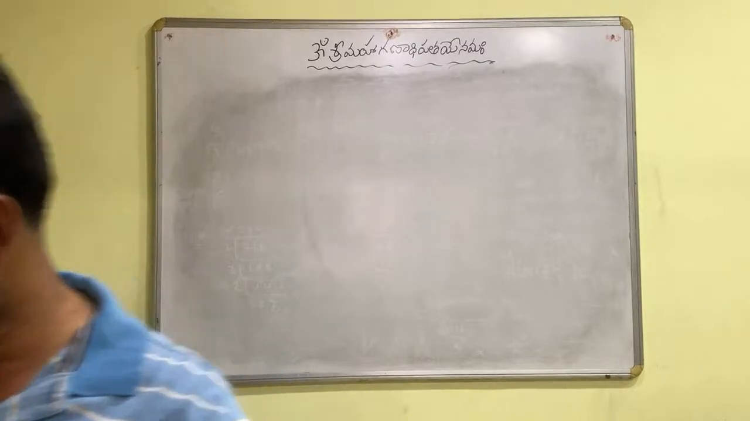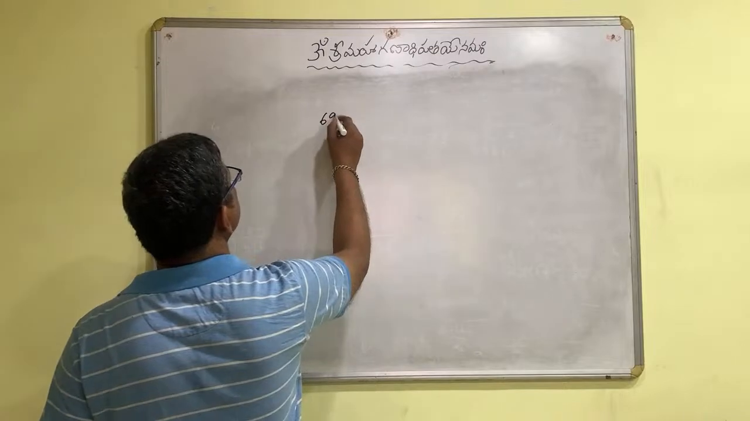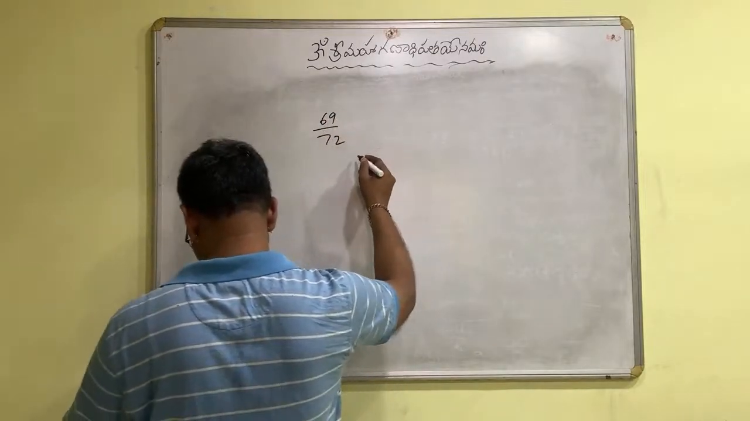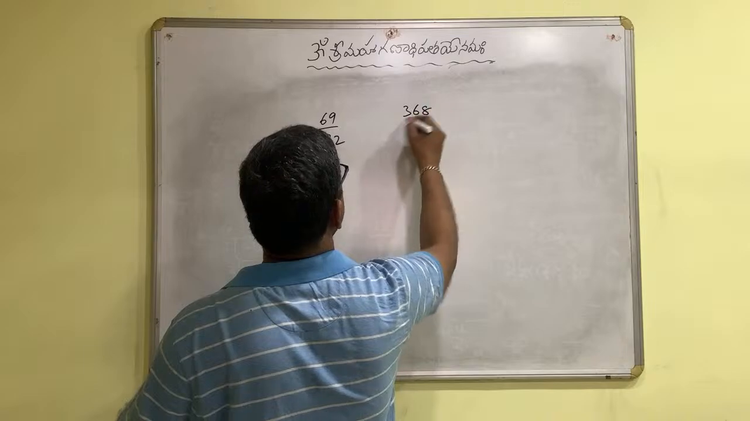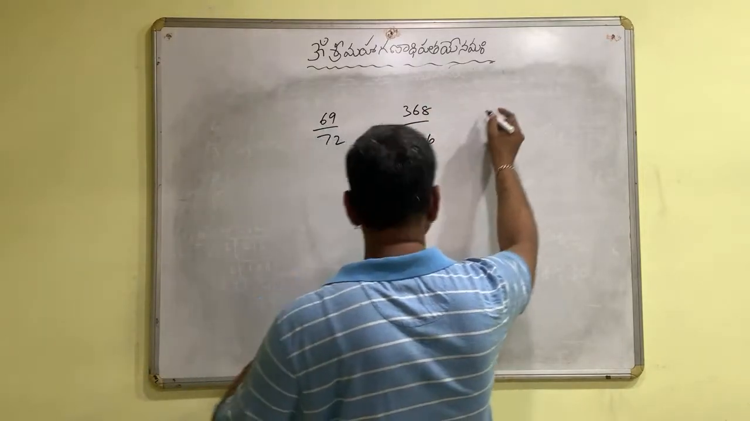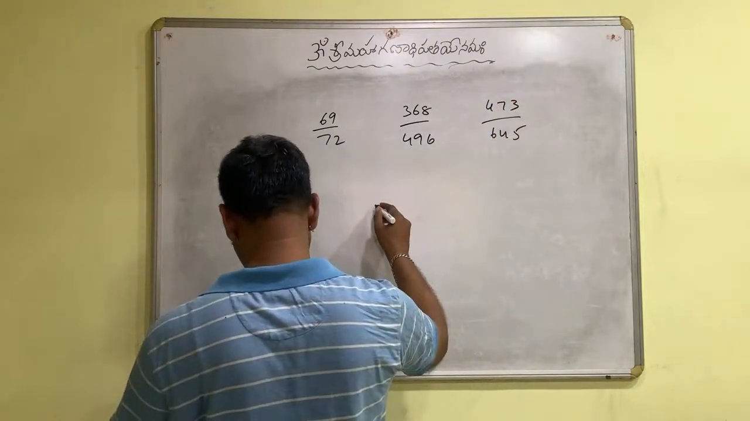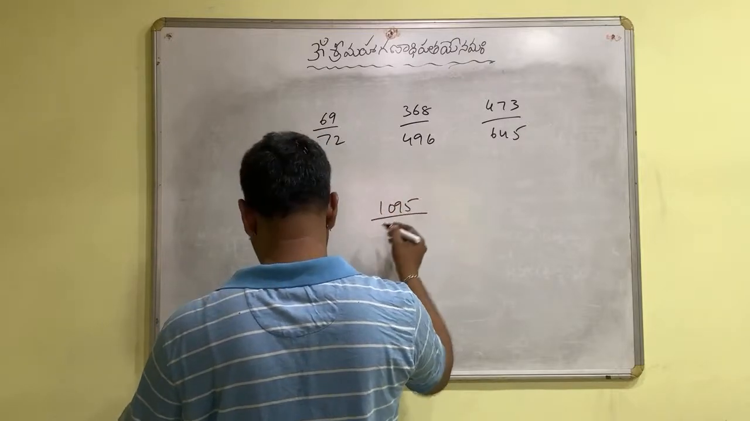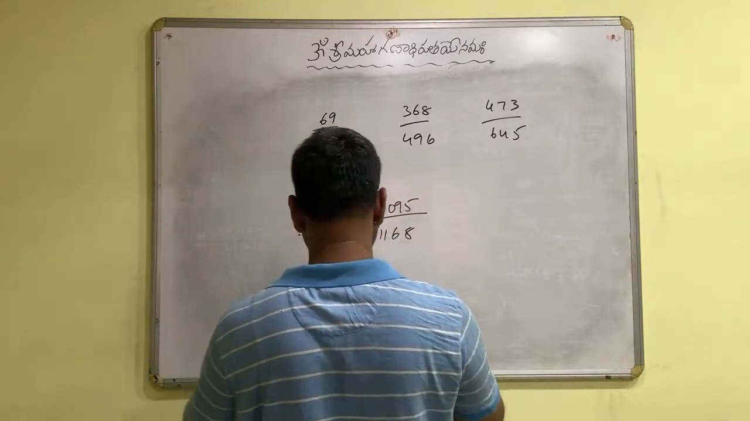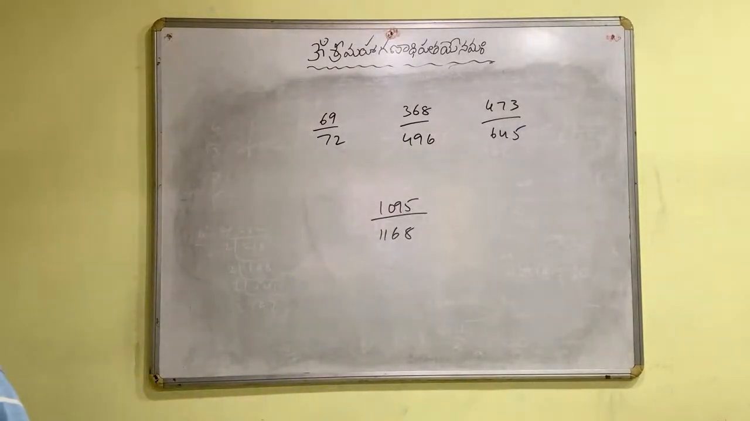See the next question. I will give you some problems here. You need to simplify and tell me in the standard form. 69 by 72, 368 by 496, 473 by 645, 1095 by 1168. Simplify these four and tell their standard forms.